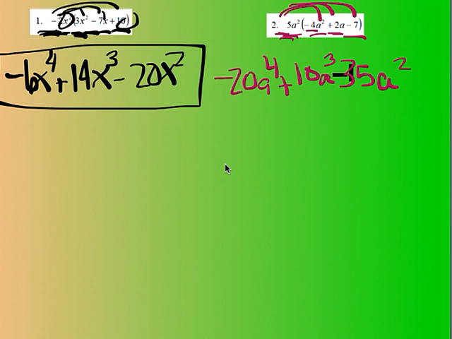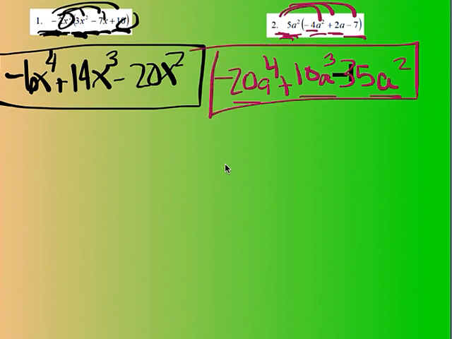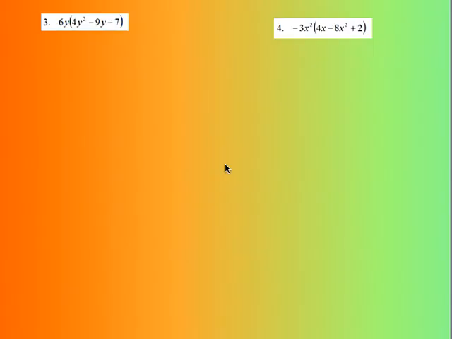So now we have these going in descending order. That means it's in standard form, so that's going to represent our final answer. So let's take a look at number 3 now.